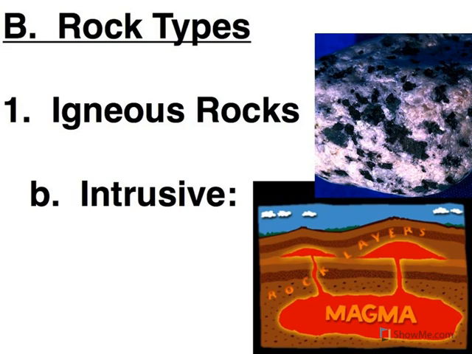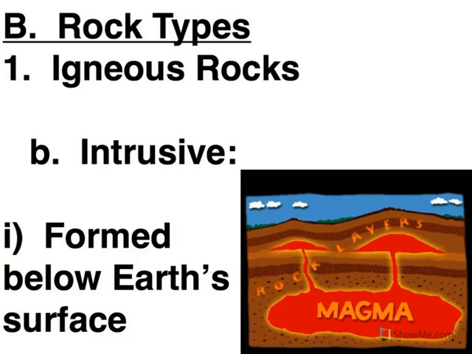Now there's two different ways or places that igneous can form. And so we divide it into two categories. The first is intrusive, and our definition of an intrusive igneous rock is that it formed below Earth's surface. So that in of intrusive basically means it formed inside of Earth. Now, when it forms inside of the Earth, this means that it's going to have cooled and solidified slowly.